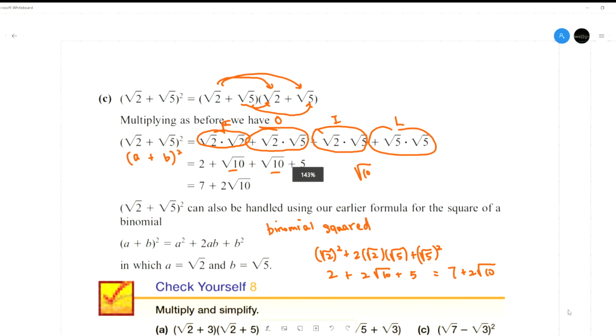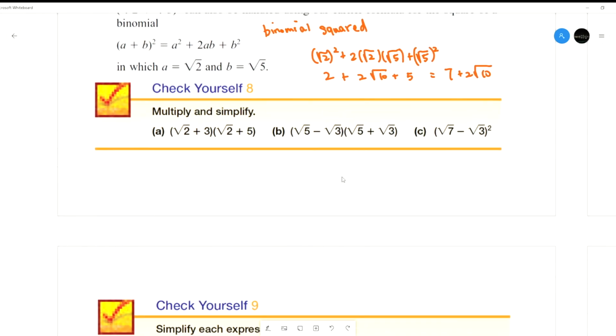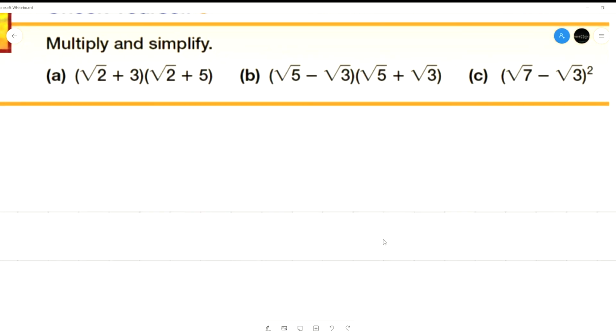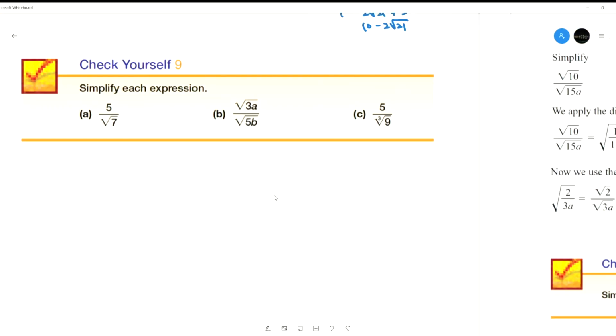So with that, I want you to try these 3 problems. I'll give you a few minutes, for those of you who can just watch the video.